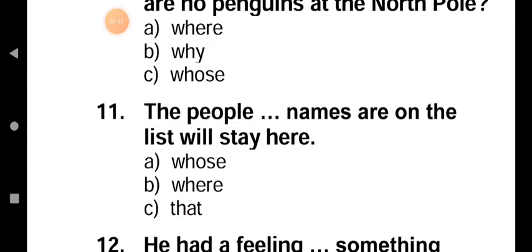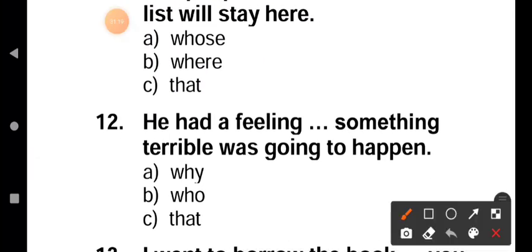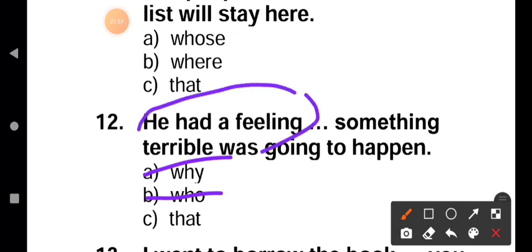And the next, 12th question is, he had a feeling. Why is not? Who is not here? There are no persons, other than persons or people. The preceding, the antecedent phrase is a feeling. I had a feeling that something terrible was going to happen. There is a dangerous thing that should happen in future. I am expecting, I am predicting, I am imagining.